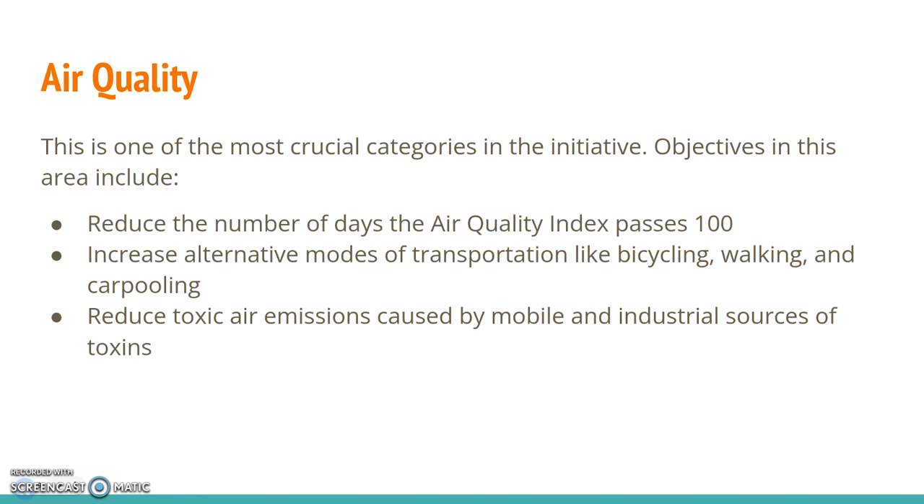So air quality, this is one of the most important categories in the initiative. Objectives in this area include reducing the number of days the air quality index passes 100. I'm sure we're all familiar. We had a couple of days that were above 100 as we were in fire season, so it's very important that we reduce the amount of days that we have like that in general. Increasing alternative modes of transportation like bicycling, walking, and carpooling to reduce toxic air emissions, and then reducing toxic air emissions caused by mobile and industrial sources of toxins.